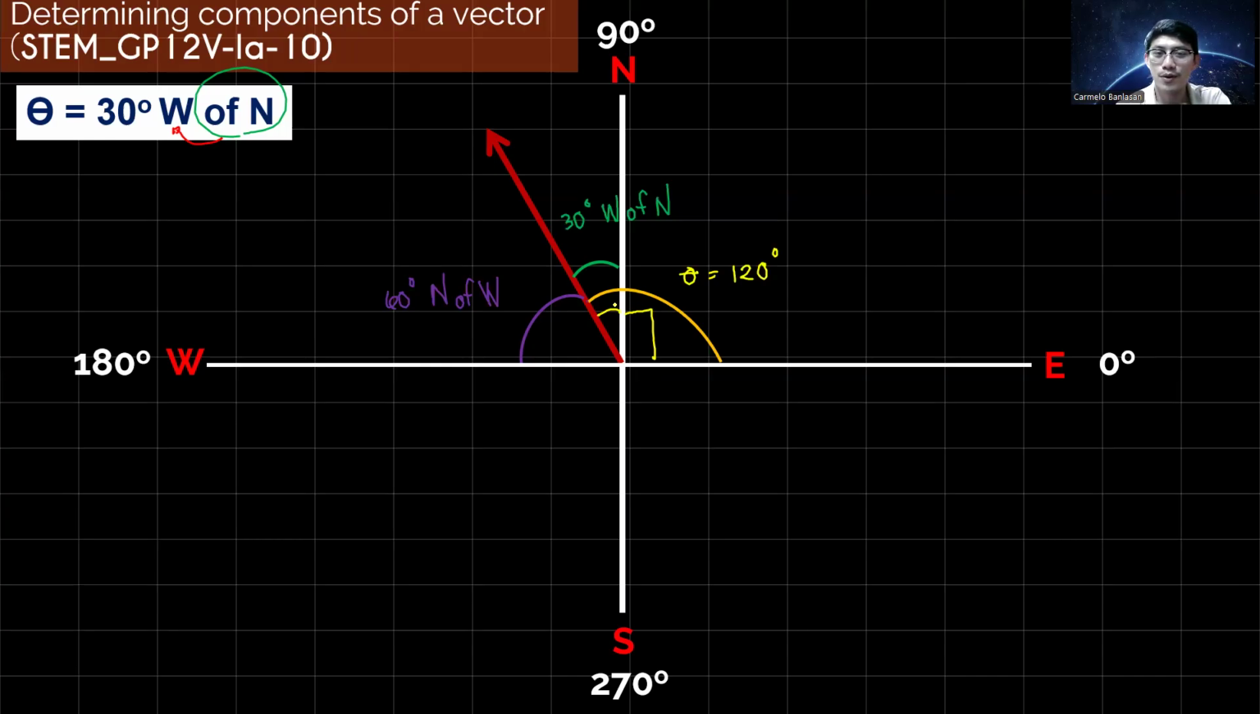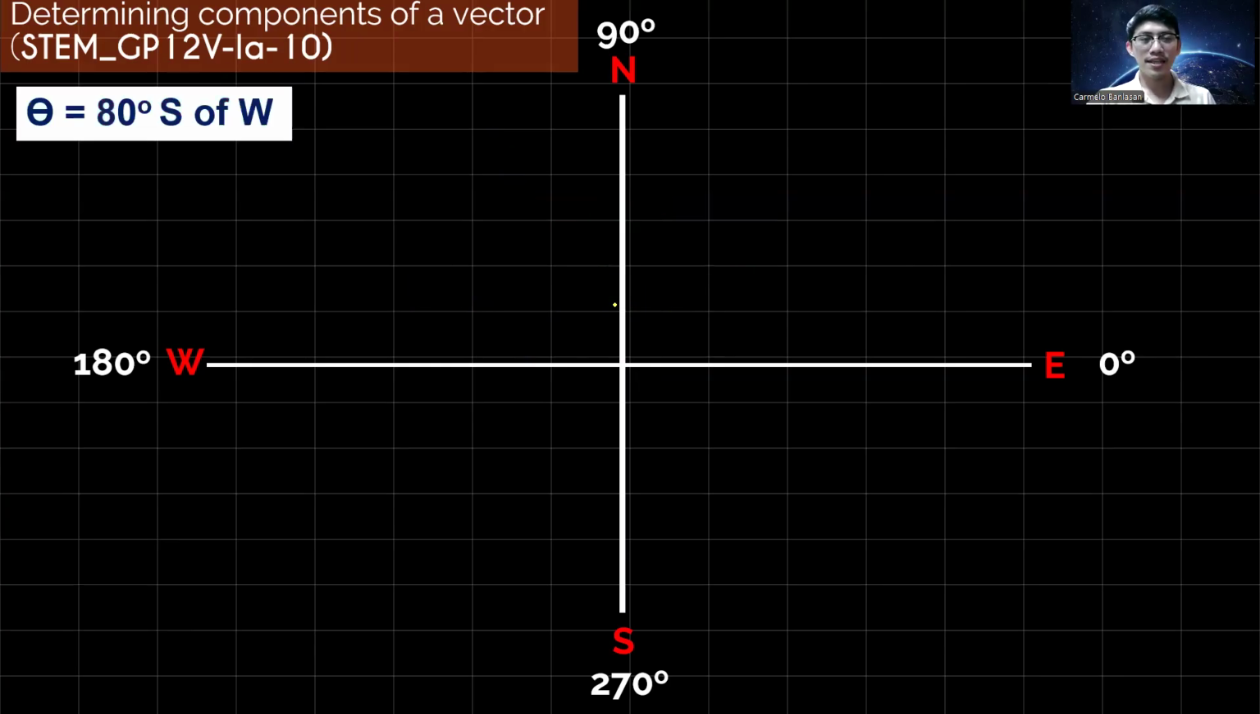Good. Okay, let's have another example. 80 degrees south of west. So meaning south of west, our reference is the west going to south. So from west going to south, that's 80 degrees. So more or less, this one. So this is 80, for example. If this is 80 degrees, what do you think is our standard angle? This is 80 degrees south of west.